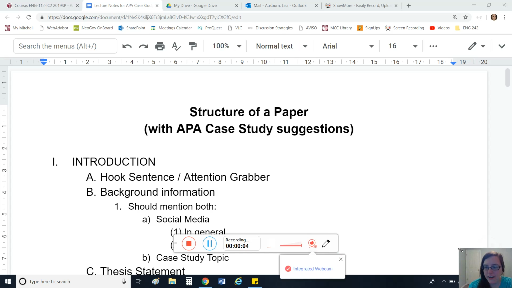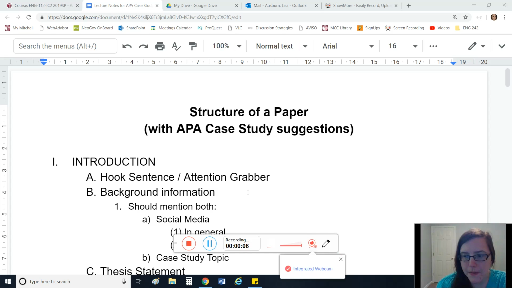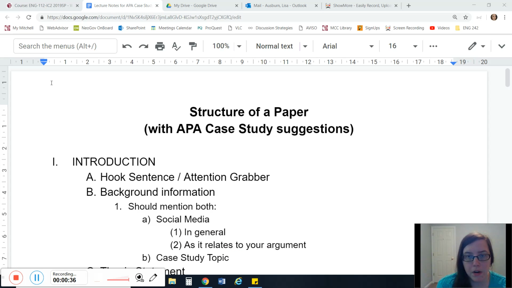Hi guys, I want to give you some information on organizing your APA paper. Obviously, every paper needs an introduction, body paragraphs, and a conclusion, but there's a lot more freedom, I think, with this paper than you have had, particularly with the MLA paper.